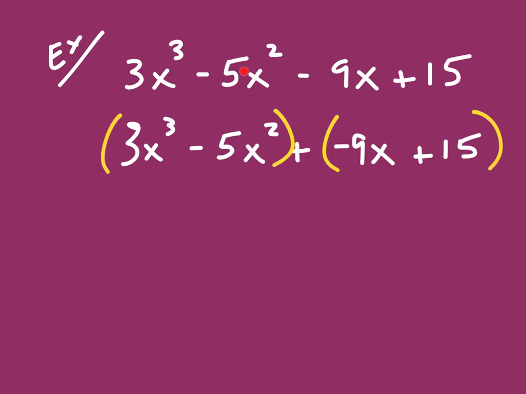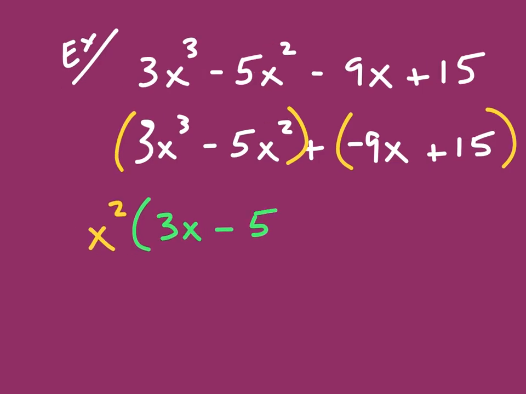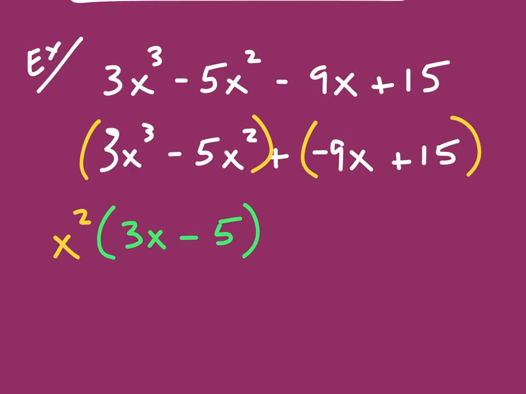So let's go through this process. What can you factor out of here? The greatest common factor is an x squared. So let's factor out an x squared, and then you're left with 3x minus 5. That's important. Once we factor out that greatest common factor, we want to replicate that same thing over here.